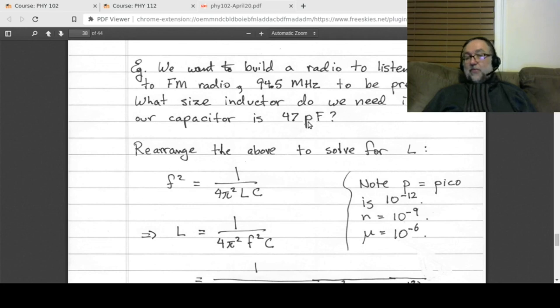You haven't seen pico before. You've seen micro, and that's 10 to the minus 6. You've seen nano, which is 10 to the minus 9. Pico is 10 to the minus 12. There are really tiny capacitors that are down in the 10 to the minus 12 farads, and these are basically picofarad capacitors. So this capacitor is 47 picofarads, and pico there you're going to replace with 10 to the minus 12.